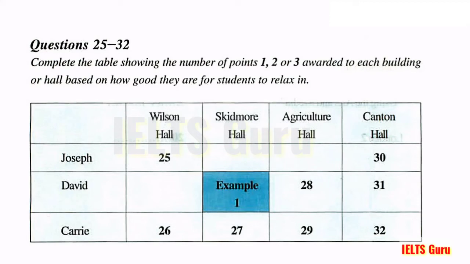So like Joseph said, I think Wilson Hall is the best. It should have 3 points for sure. And Skidmore has a 1. Now what other buildings should we rank? How about Merris Hall? No, they're not done with that one yet. But it looks like that will be a good place to hang out. How about Agriculture Hall? You said something about that hall a bit earlier.